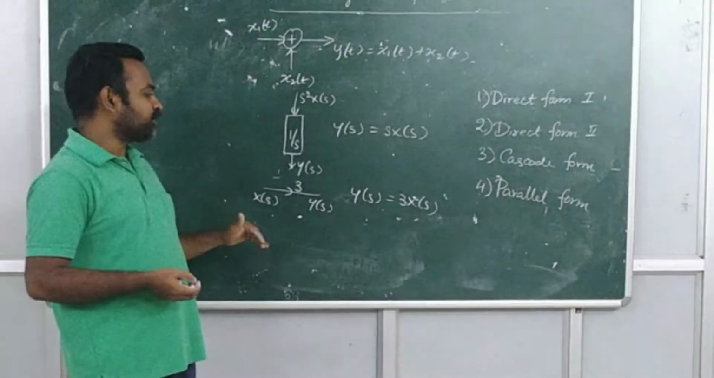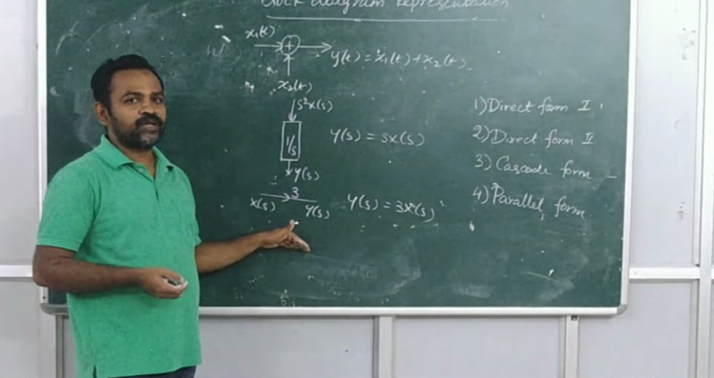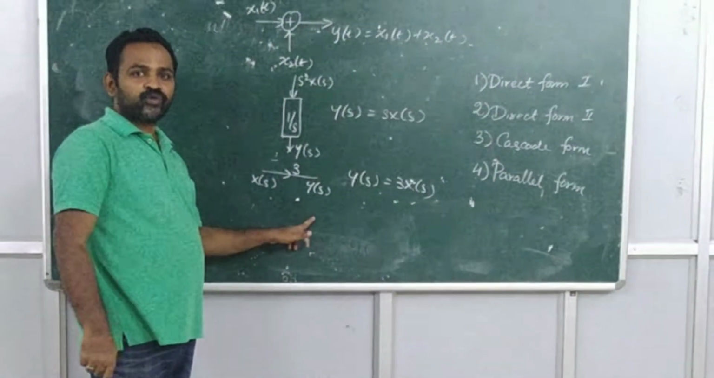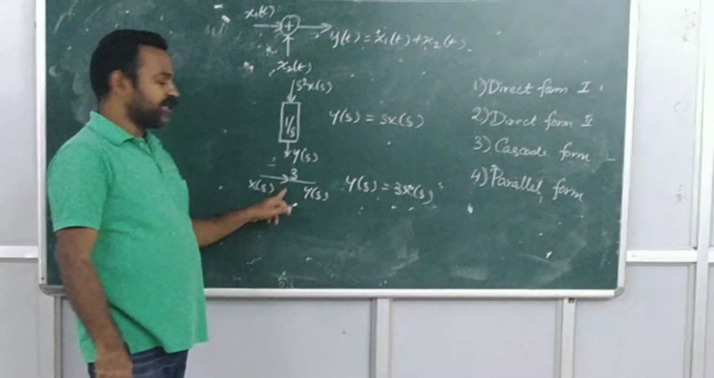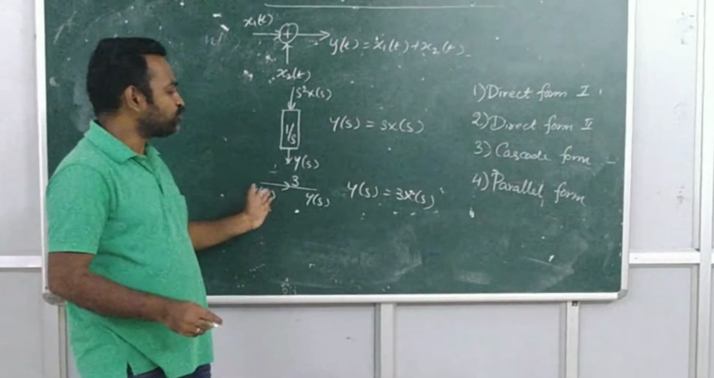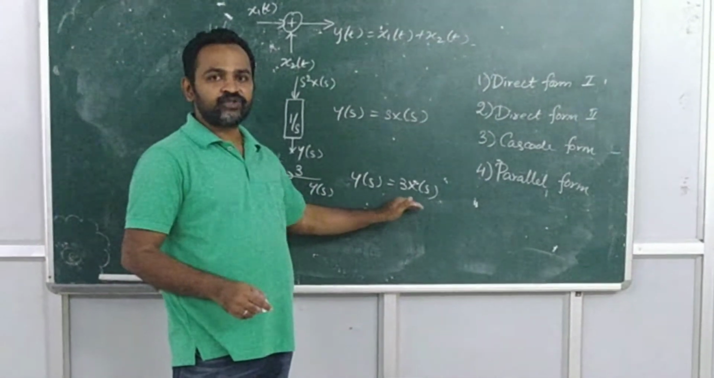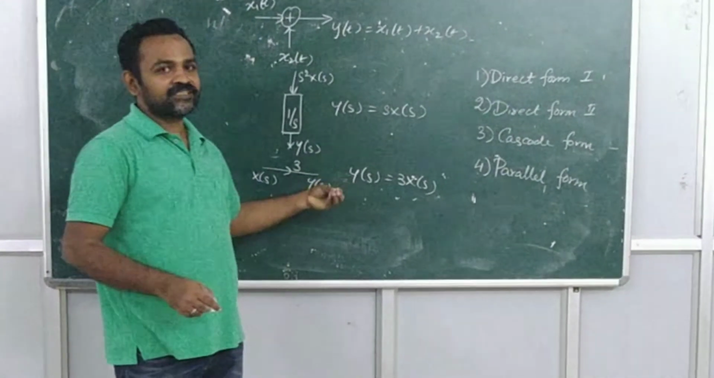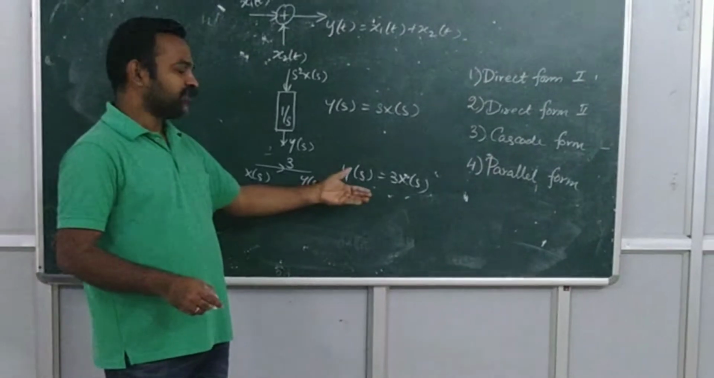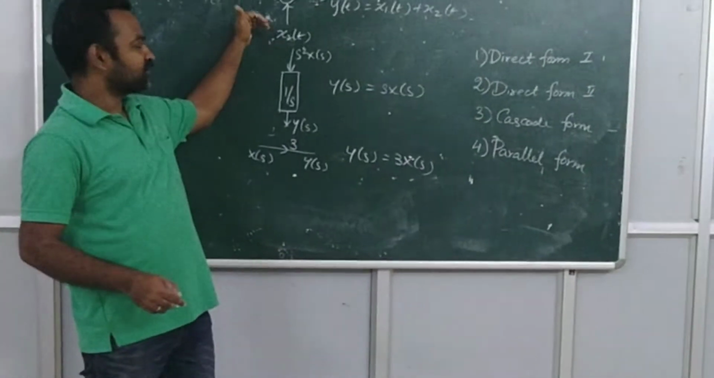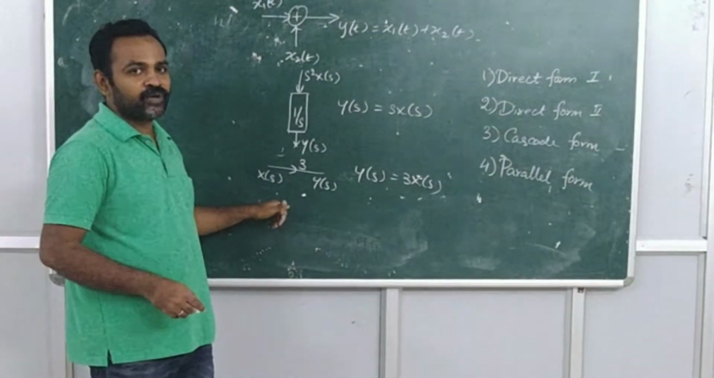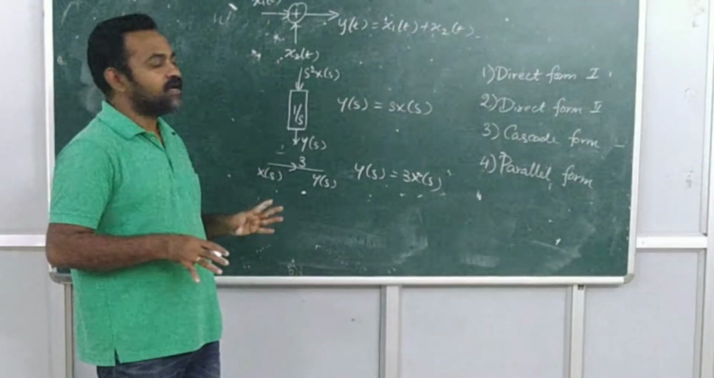And the third important block we are using is the gain operator. You have the input x of s and the output y of s. If in between you have a gain of 3, your output y becomes 3 into x of s. This is just like a multiplication operation, so gain is nothing but multiplication. These three blocks, adder, integrator, as well as the multiplier block, are the ones we mainly use in block diagram representation.